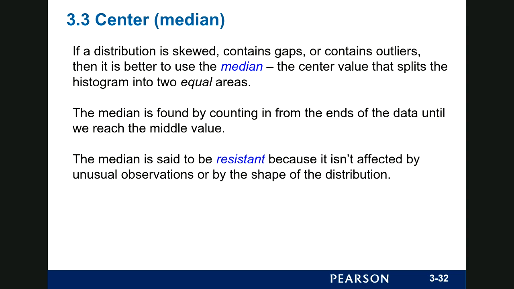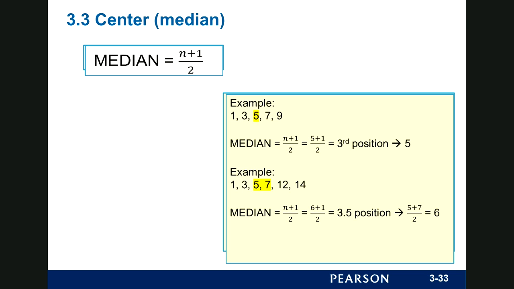So that's why in real estate, median is used. It's considered the typical house price in a neighborhood. Now, one of the good things about median is that it is resistant to unusual observations. So whatever is happening on the ends doesn't matter at the center. So let's look at this example here.